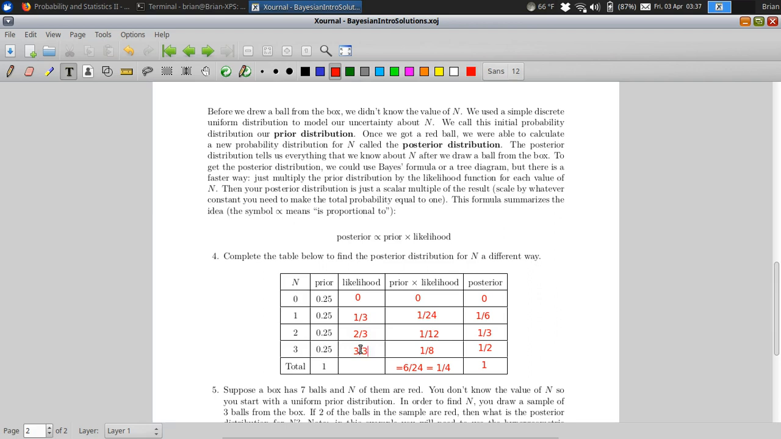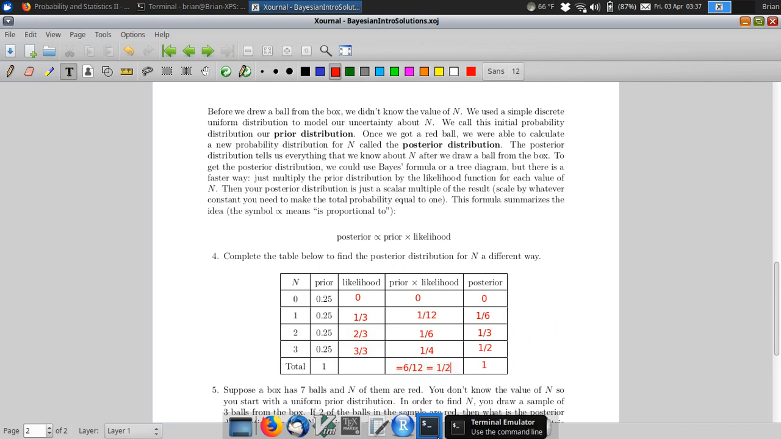Okay, and then what you do is you do likelihood times the prior. So this is going to be 0 times a quarter is 0. And then 1/3 times a quarter is 1/12. And then 2/3 times a quarter is 1/6, which is 2/12. And then finally 3/3 times a quarter is just a quarter. When you add all those up, the easiest way is to give them a common denominator of 12. So 1/12 plus 2/12 plus 3/12 makes 6/12, which is 1/2.